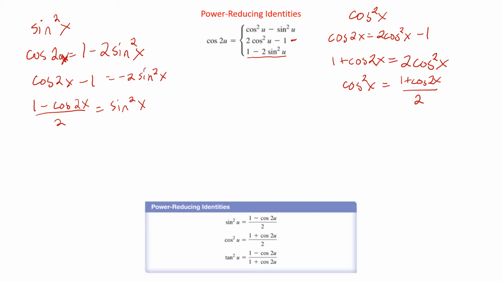So what can we do with this? We can do some power reduction. Power reduction means that we're going to rewrite each of our expressions in terms of trig functions with power no greater than 1. So we can't have like sine squared or cosine squared. It has to be sine and cosine.